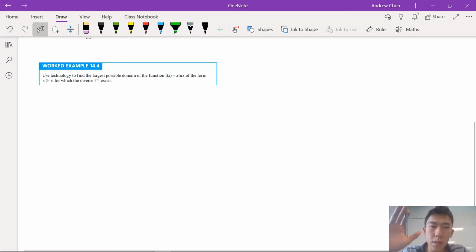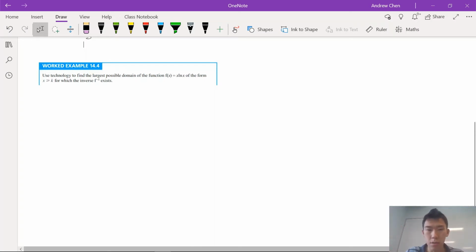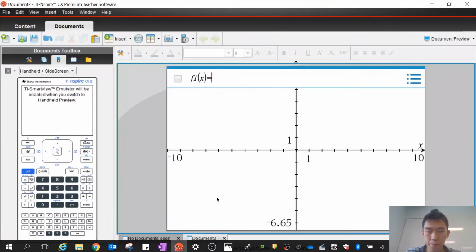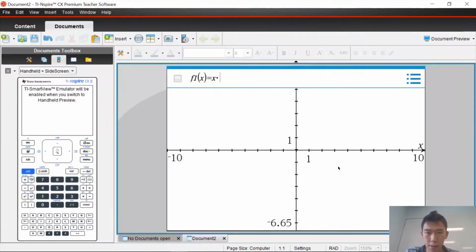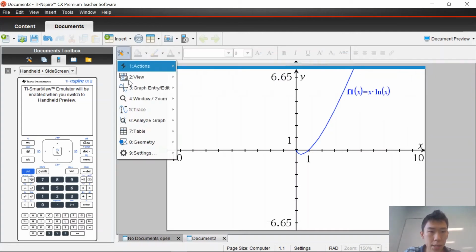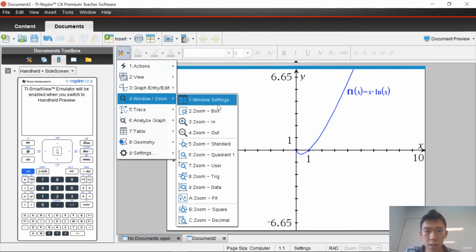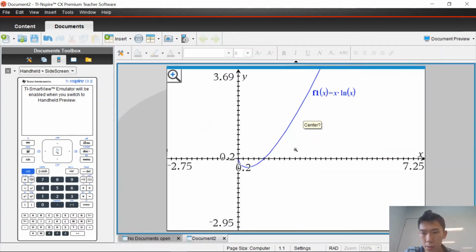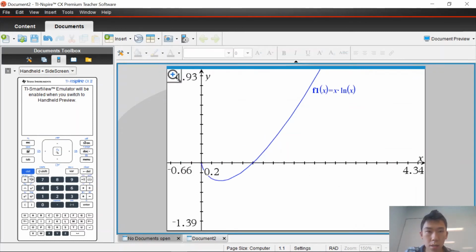So we're trying to find the largest possible domain for the function x ln x where an inverse exists. Okay, so let's just graph it. Now after a couple of fails, I realized I should actually write x times ln x for it to show. So silly me. Let's zoom in.